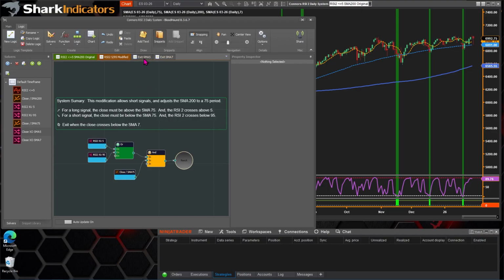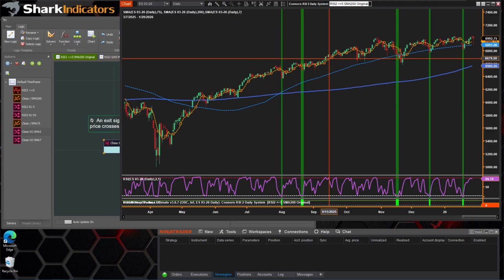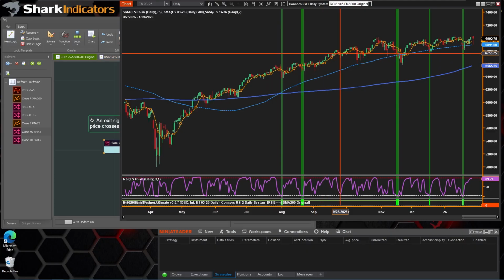Also included are the exit conditions. The original system said exit when price crosses the SMA 5. But also included is an exit when price crosses the SMA 7, so not quite so tight. You can see here on the chart, this is the SMA 5. We can see it is pretty tight.